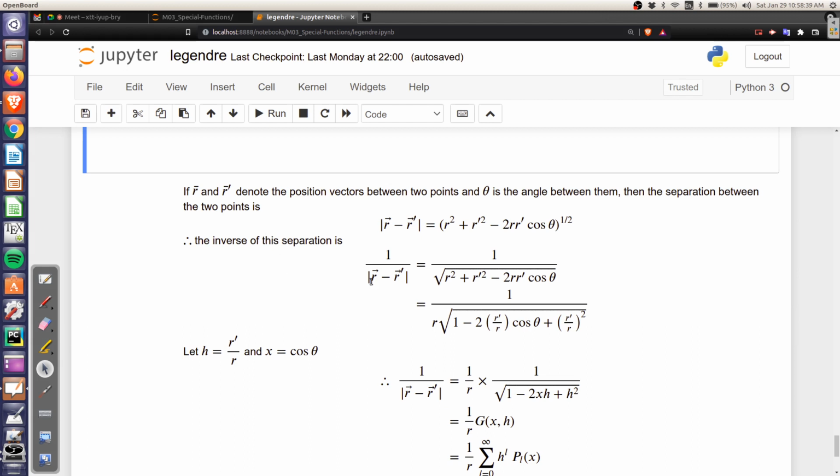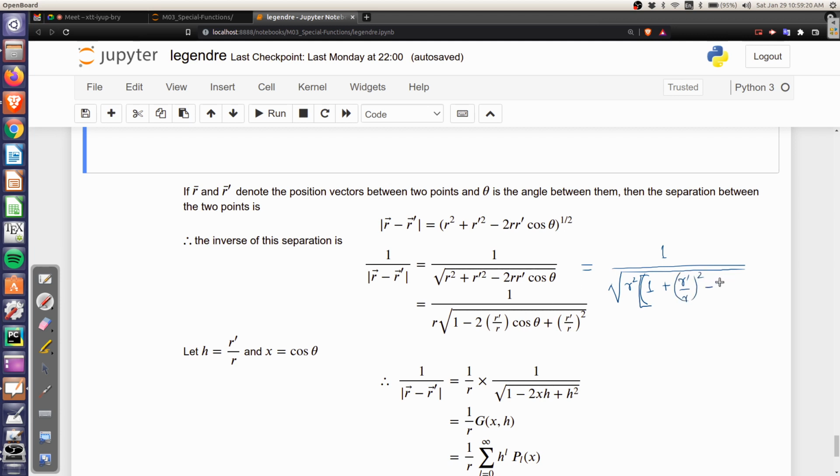Okay, so now I want to find out the inverse of this separation. So that means 1 by modulus r minus r prime. That will be 1 by under root r square plus r prime square minus twice r r prime cos theta. Okay, so if I take r square common inside the root, then what do I get? The first term we are going to get a 1. The next term we are going to get r prime by r, so we're going to have r prime by r whole square.